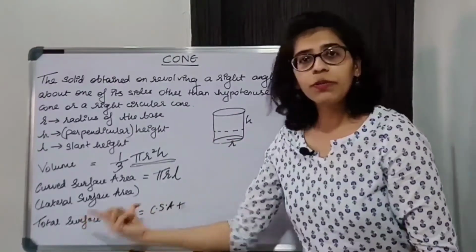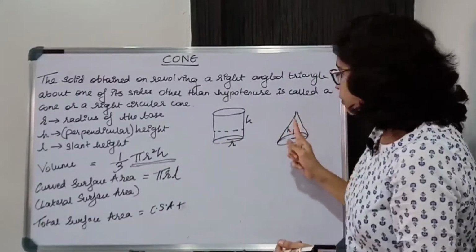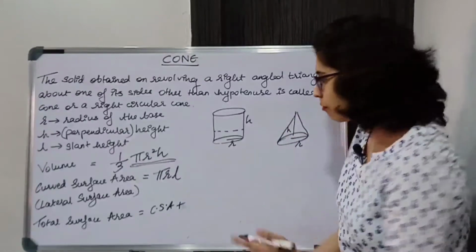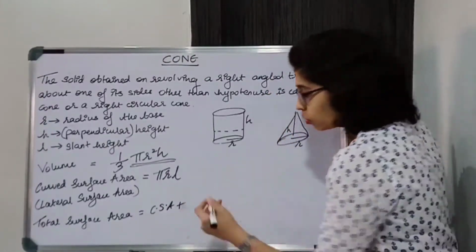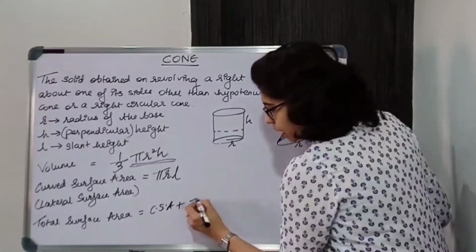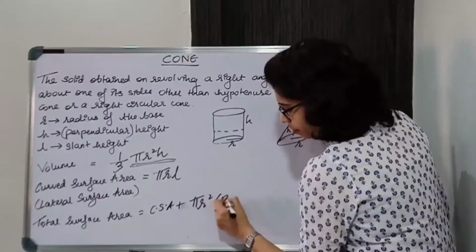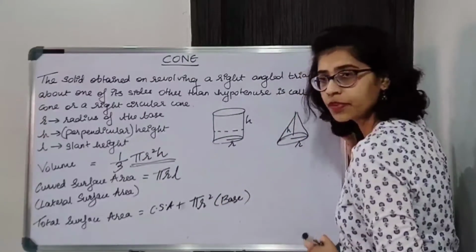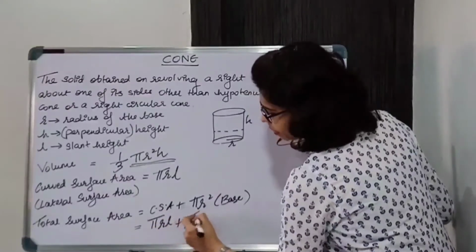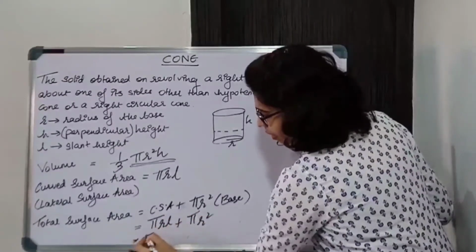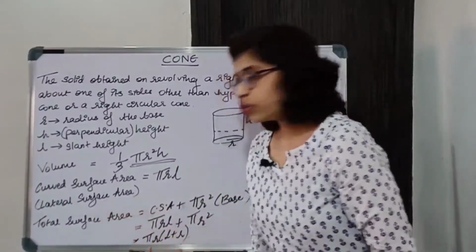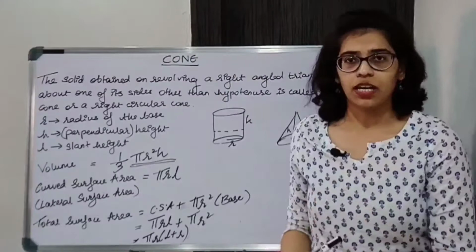But total, what will be the total area? That will be the curved part plus the base. Now base is what? Circular. So if the cone is closed, total surface area will be curved surface area plus the base, that is pi r square. Base is circular. This is pi r L and this is pi r square. Taking pi r common, we are left with L plus r. So total surface area of cone is pi r into (L plus r).